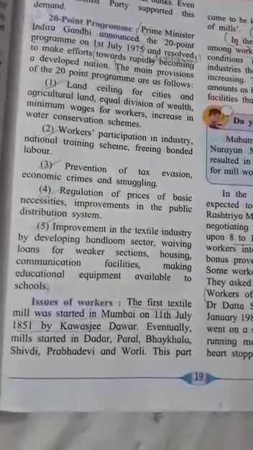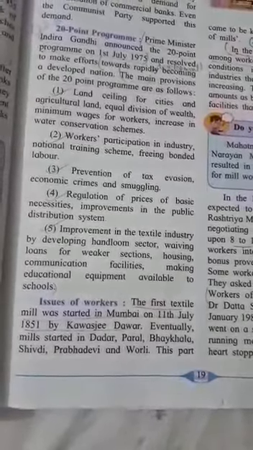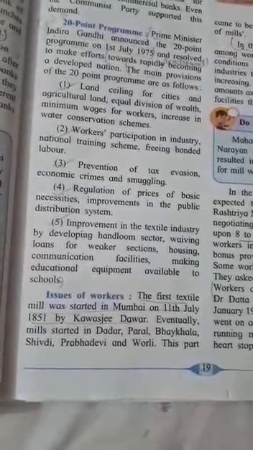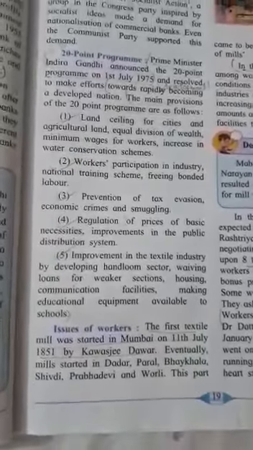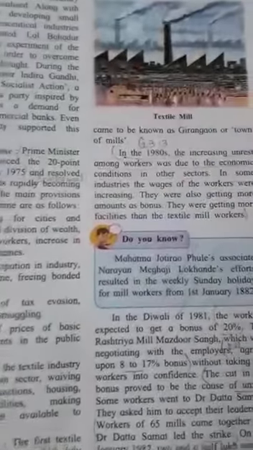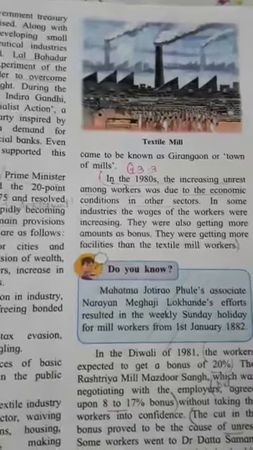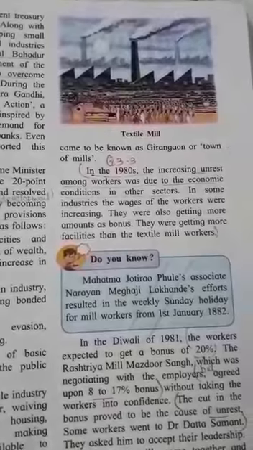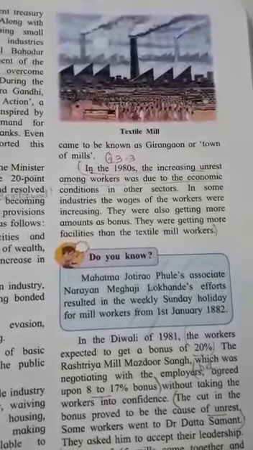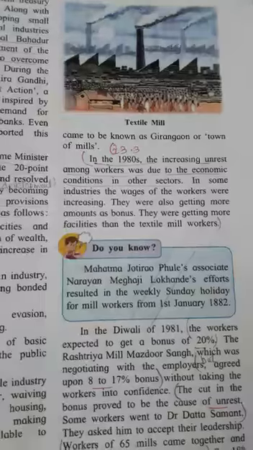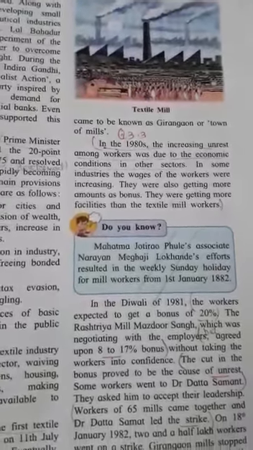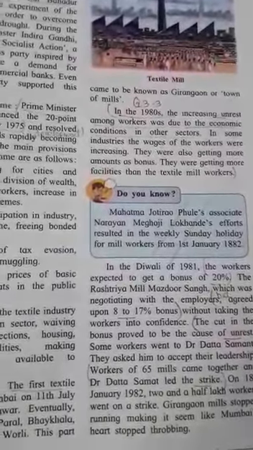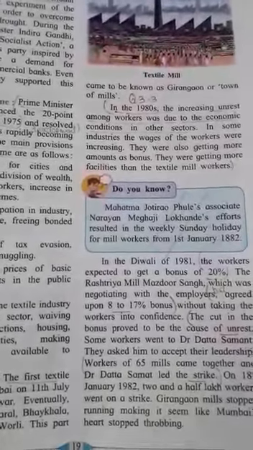Now in India, the first textile mill was started in Mumbai on 11th July 1851 by Kawasji Dawar, and these workers had many problems because in some of the mills the workers used to get more bonus during Diwali and more salary, but in some of the sectors they used to get less. Because of these lesser wages, the workers went on strike.